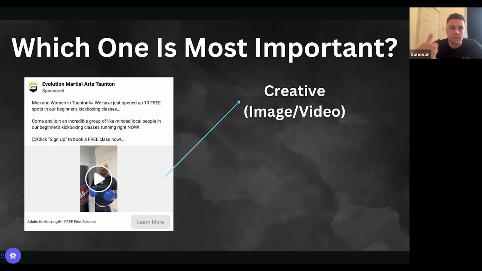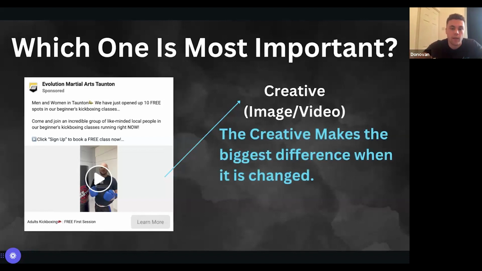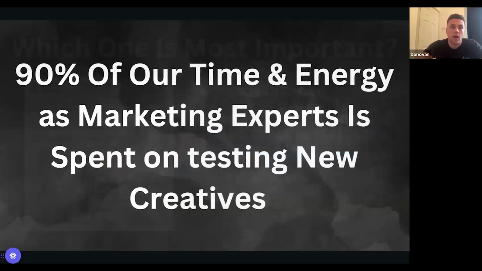And the creative is the image or the video that you use. And it's the thing that's going to grab people's attention before they read the ad copy. It's the image or the video that's going to stop them from scrolling. The creative makes the biggest difference when it is changed.